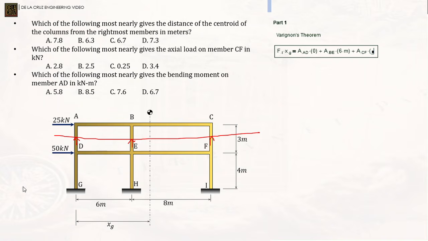Ano yung moment arm natin from here up to that force? That would be 14 meters. Correct? No, 8 plus 6, that would be 14 meters. Ayan. Ito yung general equation ng ating Varignon's theorem. But to simplify this thing, ito, mga forces yan, yung nilagay natin.